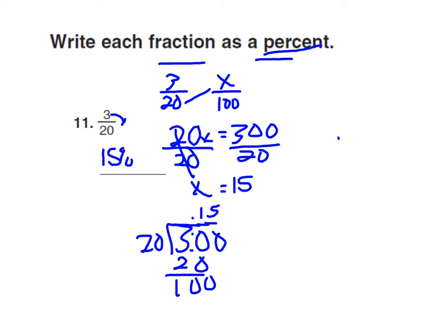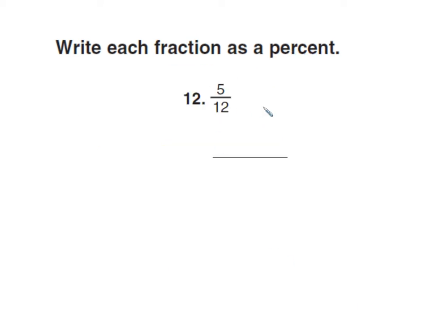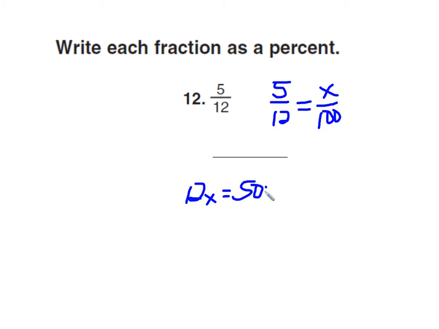Okay, let's do another one. 2 ways to do it. Cross products: 5 is to 12 as what is to 100. So I have 12x equals 500. In the interest of saving time, let's use a calculator. I'm going to divide each side by 12 to isolate the x. So I get 500 divided by 12, which is 41.666666.